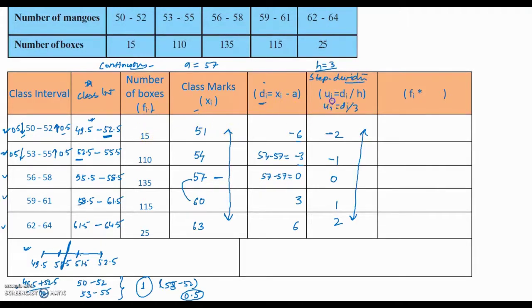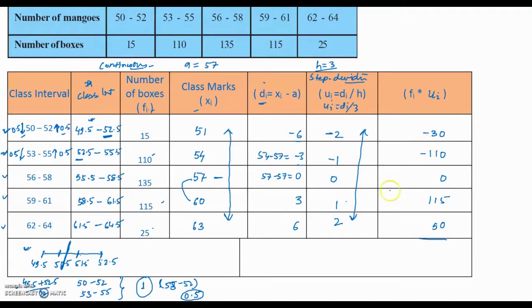We'll multiply fi and ui, so I'm writing fi ui here. Let us quickly calculate. 15 into minus 2 will be minus 30. 110 multiplied by minus 1 will be minus 110. 135 multiplied by 0 is 0. 115 multiplied by 1 is 115. 25 multiplied by 2 is 50. So this multiplication has become very simple.